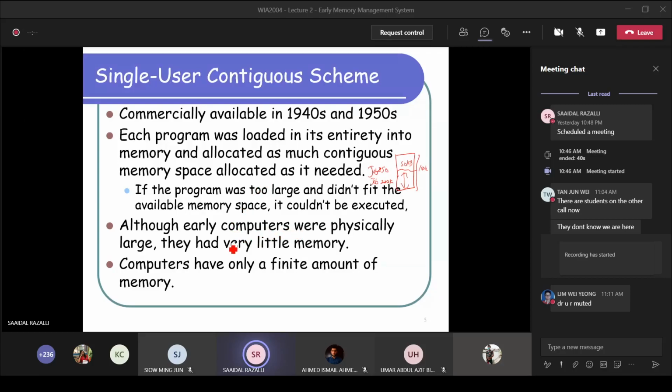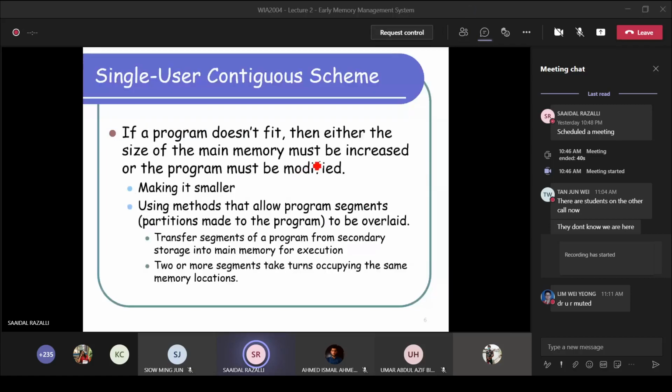Although early computers were physically large, they had very little memory. They were as big as your lab room or half of it, but they had very little memory, I think 4 kilobytes, 2 kilobytes or something. Kilobytes, not gigabytes like us now. Computers have only a finite amount of memory. So if a program doesn't fit, then either the size of memory must be increased or the program must be modified, making it smaller.